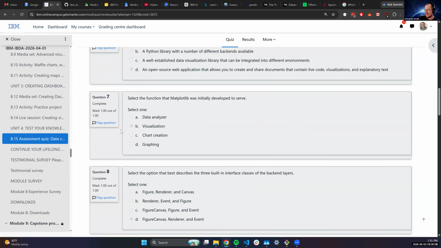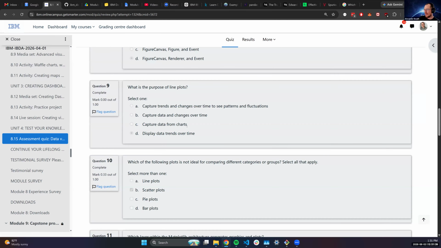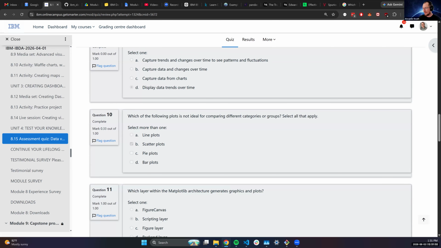Which ones did we miss? Number nine, the purpose of a line plot. I think it's going to be A then. Capture trends and changes over time to see patterns and fluctuations. These are all, I don't know. It's dumb. We missed a couple other ones here. I guess line plots and pie chart probably. They only wanted bar plot. Bar plot is good for comparing categories and groups. I would challenge this though, because we literally created a line plot to show India and China, which are like separate groups. And we also had pie charts that show the different wedges, which are also different categories. So I would challenge this. I think it wanted B, A, and C. So bar charts is the only one that is good.